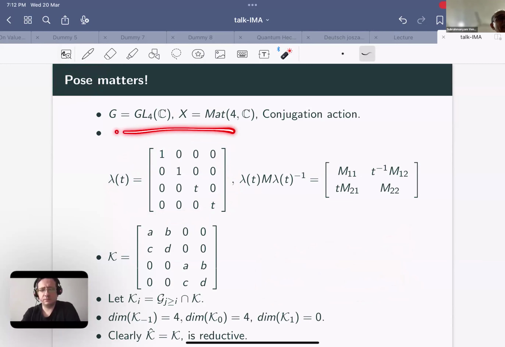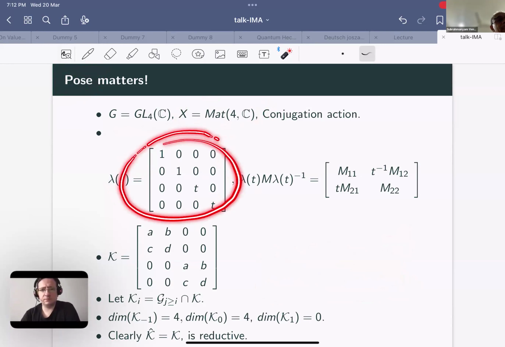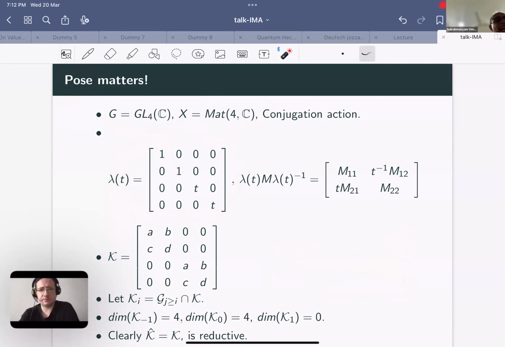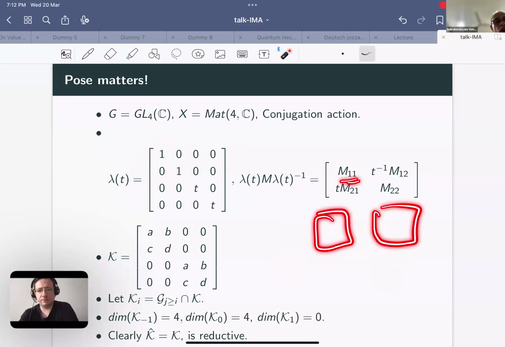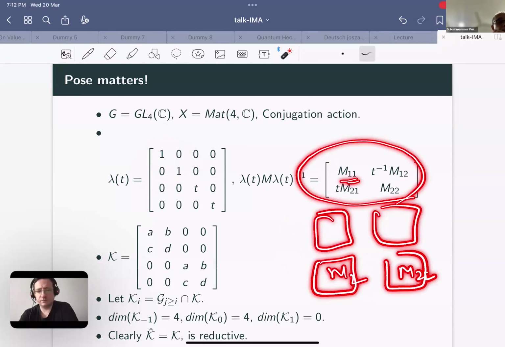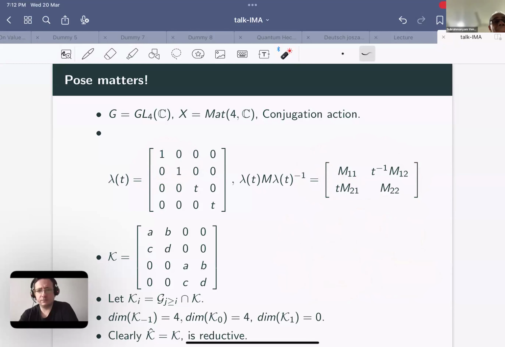For example, here is a simple example where GL4 acts on 4 cross 4 matrices by conjugation. Let me take this particular lambda. Then, of course, when it acts on 4 cross 4 matrices, I can think of them as independent 2 cross 2 matrices. This is fixing all of it. So this can be shown to be the action. M11 is the first 2 cross 2 matrix. This is M12, this is M21, and this is M22. This is the way it's going to act. And so now it's very clear that, sorry, I made a mistake here. Lambda t, m, lambda t inverse. Okay. So now it is acting by conjugation.